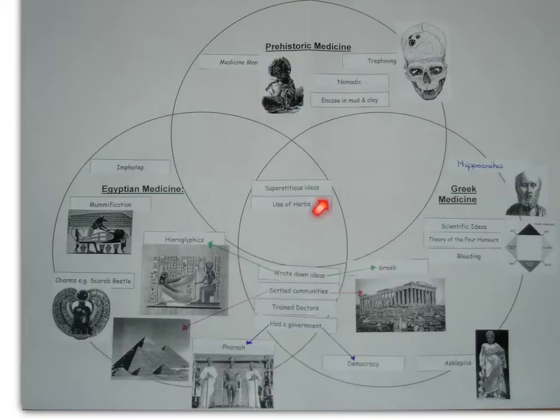Firstly, the use of herbs and plants as a form of medicine is relevant to all of the periods on this Venn diagram and for every period in medical history. Plants are the basic source of many of our medicines. The writing down of ideas applies to both the Egyptian and Greek medicine. The Egyptians gave us hieroglyphics, whereas the Greeks developed their own language, which contributes in a part to the English language.